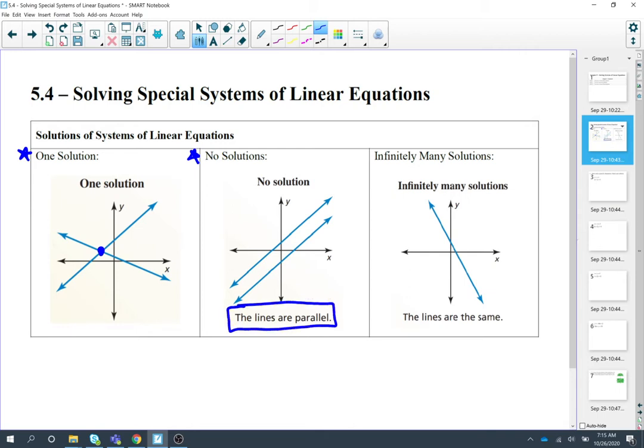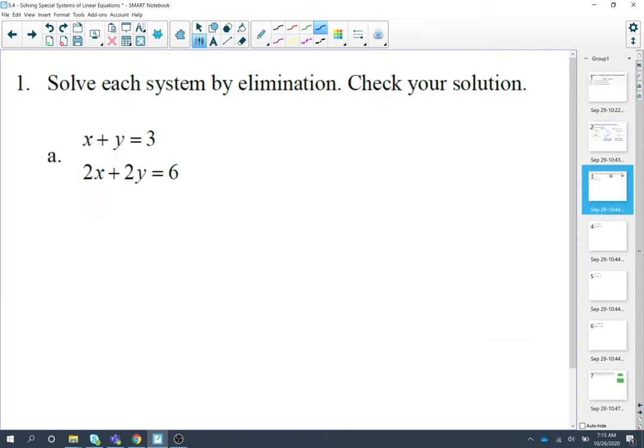And then last but not least, infinitely many solutions. If you look at this graph, it looks like there's only one line. There's actually two lines there, or maybe even three or four, but the lines are exactly the same. So they're actually lying on top of each other, so all of the solutions will work. Let's take a look at what this actually looks like if we were to solve it.